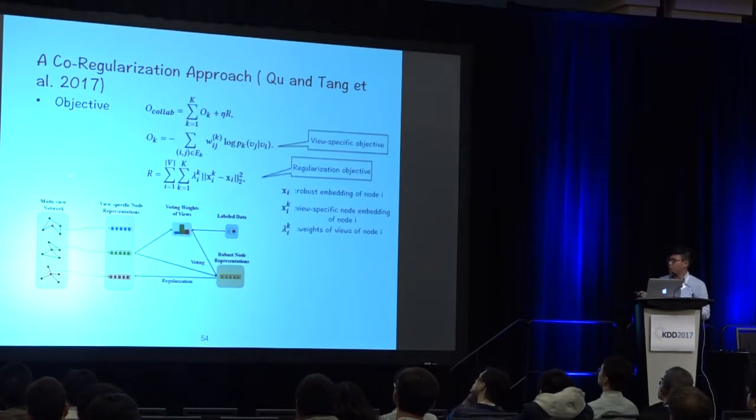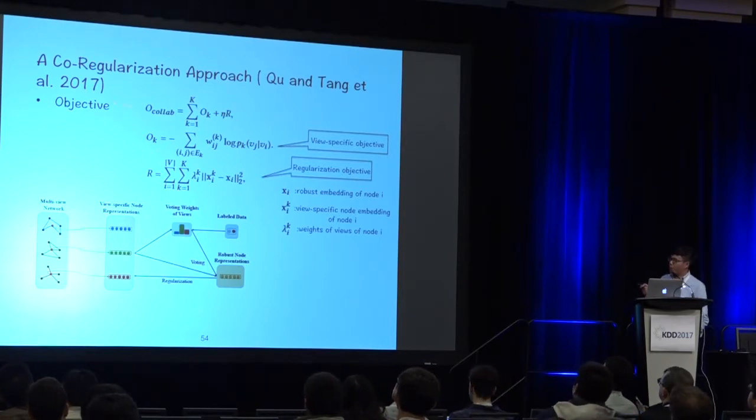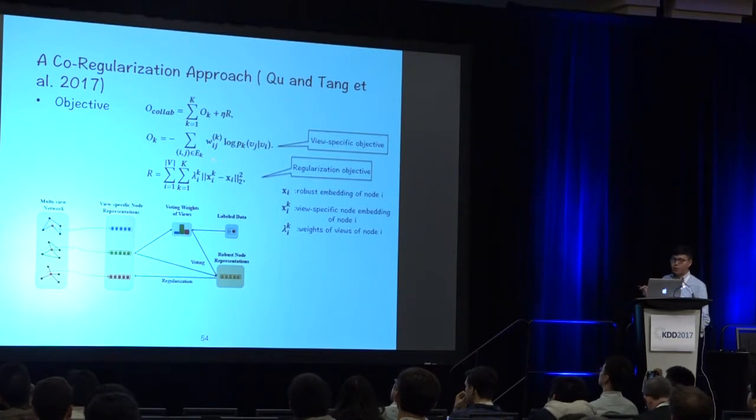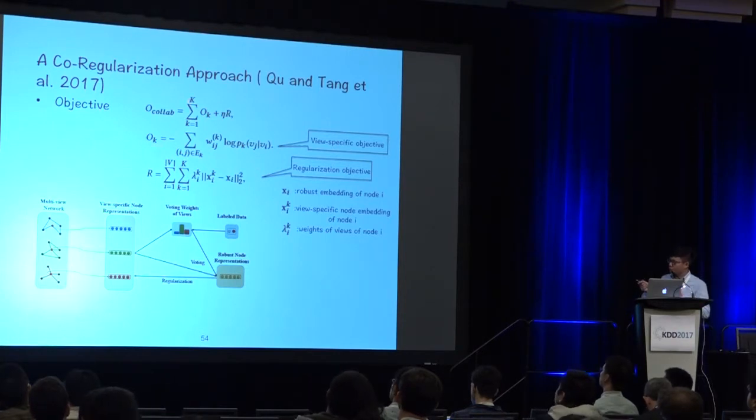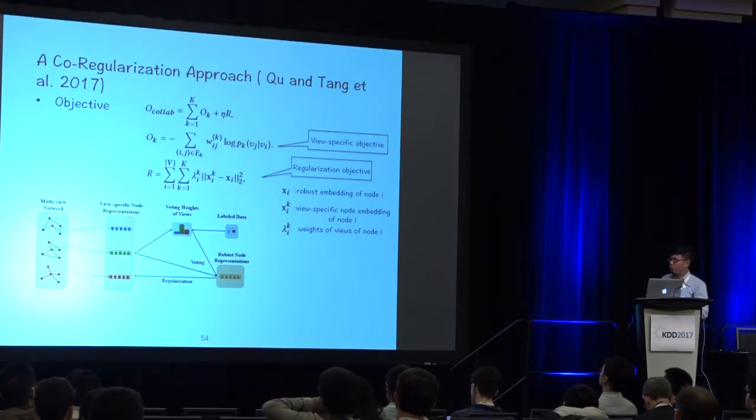So mathematically, the objective function of the co-regularization framework can be defined in this way. It has two parts. One part is the objective to preserve the structure of different views. So this is the objective for every view, right? The first part is the objective for every view, which basically tries to preserve the structure of different views.